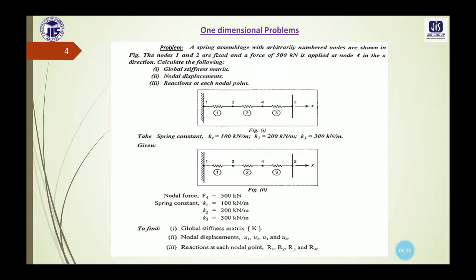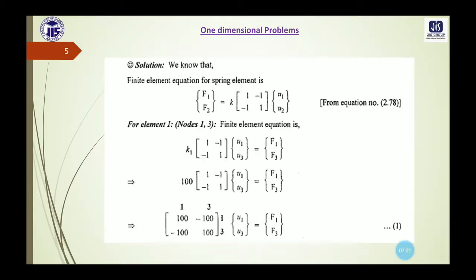So we need to consider the spring constant K1 100 kilonewton per meter, K2 is 200 kilonewton per meter and K3 is 300 kilonewton per meter. Now in this diagram the value of F4 is given 500 kilonewton. So let us start the procedure to solve this numerical.